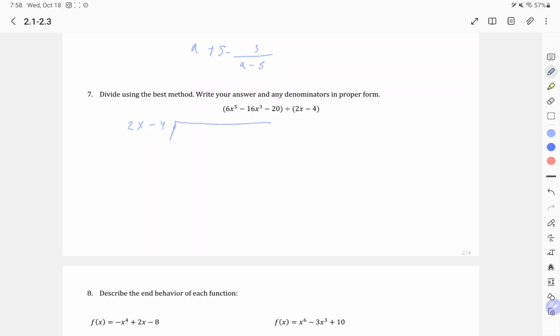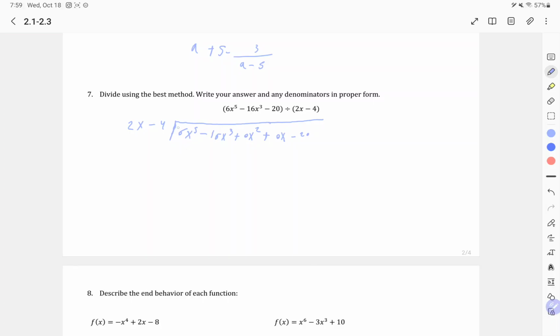Let's do it right. So first you write the equation. 5, there we go. So negative 16x to the power of 3. We need placeholders for this once again. Plus 0x squared plus, we still have to put a 0x and then a negative 20. Let's go. All right, that's very long, as you can see. Let's get started.